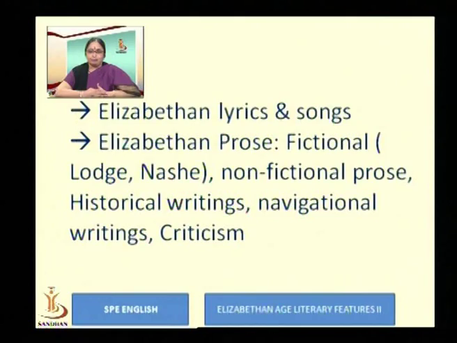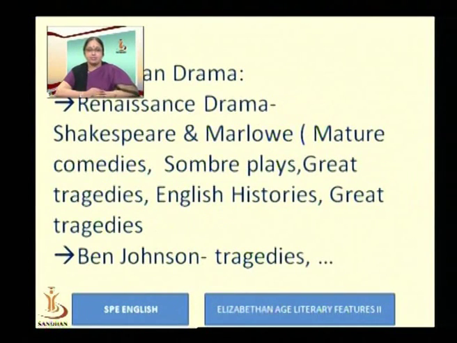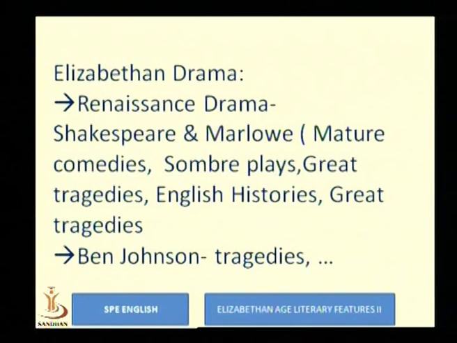So these features are being repeated sometimes so that you clearly understand them. We have again a look at the Elizabethan drama, because this is the most dominant feature that you will find during the Elizabethan age. The Elizabethan drama had the direct influence of the Renaissance drama. Whom did we discuss earlier? We discussed the miracle plays, the morality plays, and the plays written by the university wits. Now, when we talk about the Renaissance drama, you clearly remember two writers: Shakespeare and Marlowe.